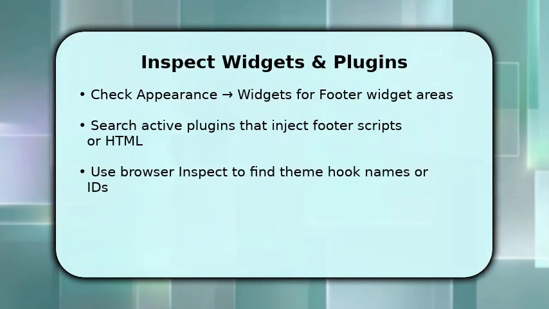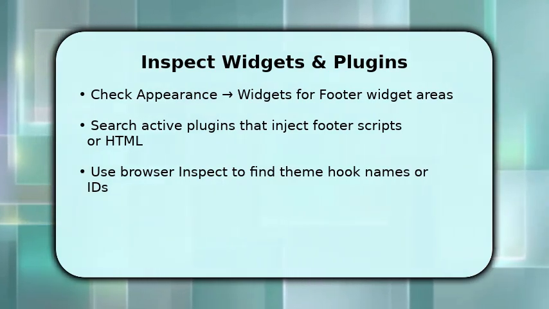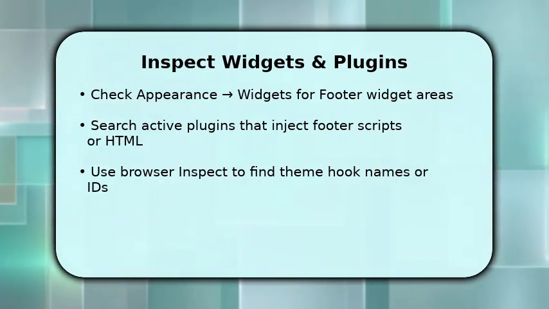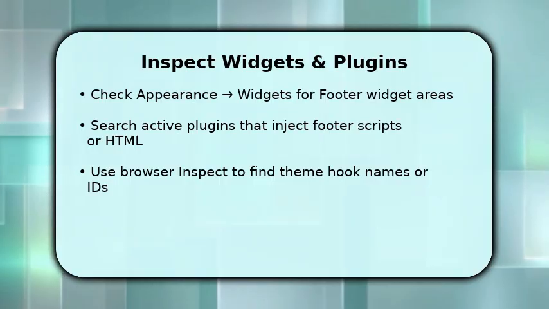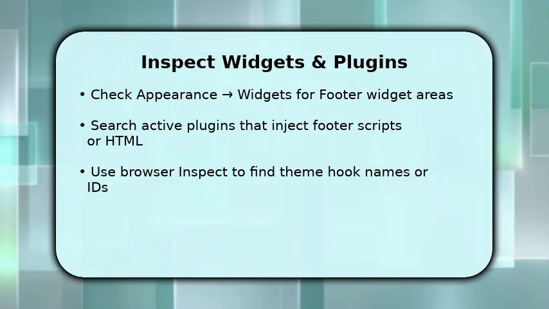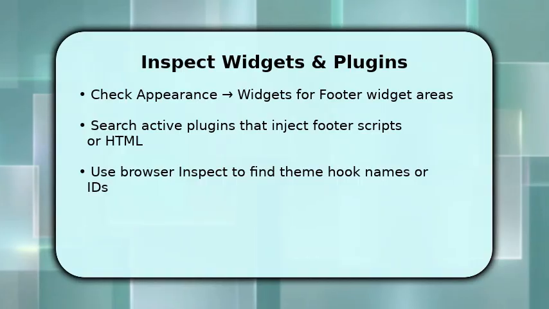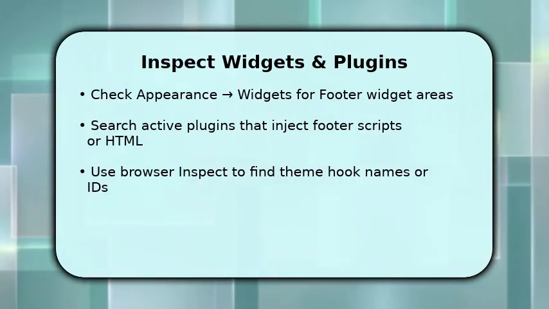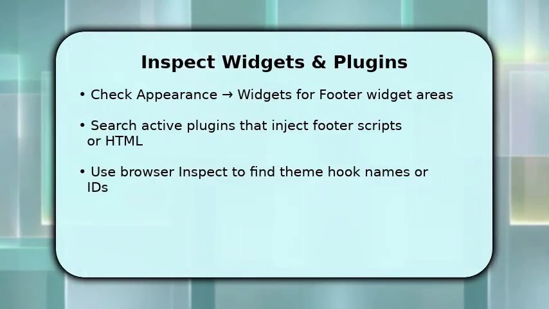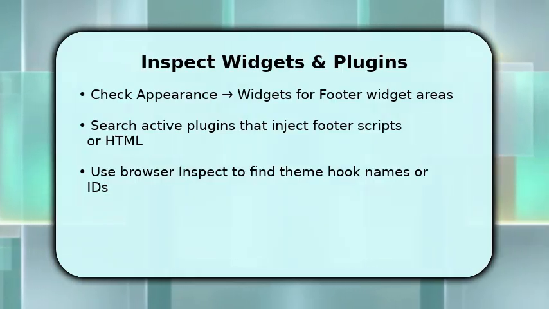Next, you verify whether widgets or plugins control the footer. Go to Appearance, then Widgets, and look for footer widget areas or block-based footer sections. Move or edit content right there. At the same time, review active plugins for footer injection. Performance, analytics, or page builders often add markup. Once done, use your browser's inspect tool to identify hook names, container ID, or classes, so you know whether editing template files or removing a plugin is the correct path.